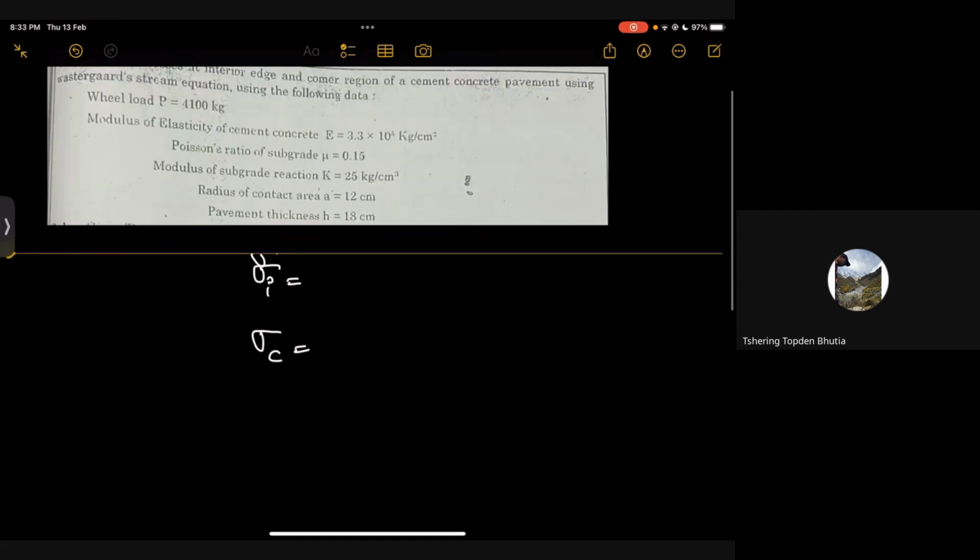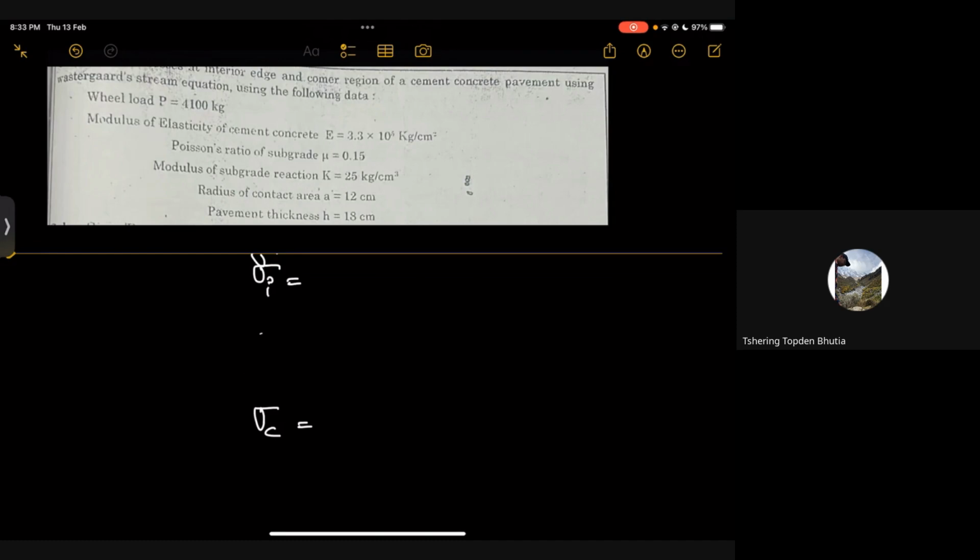Rather than an MCQ, we can directly find the answer for this particular question. Let's see. The question states: calculate the stress at the interior edge, sigma I, and the corner region, sigma C, of cement concrete pavement using the Westergaard stress equation.